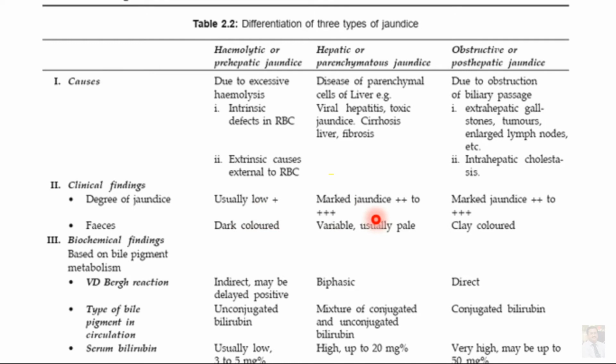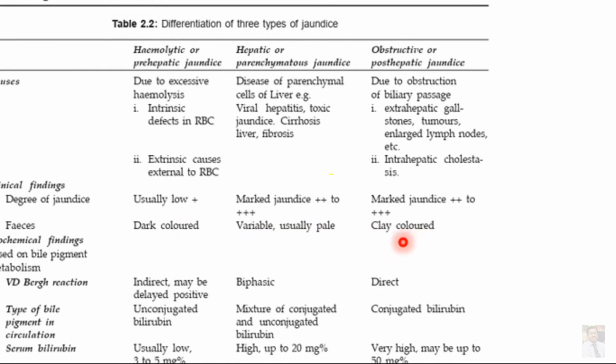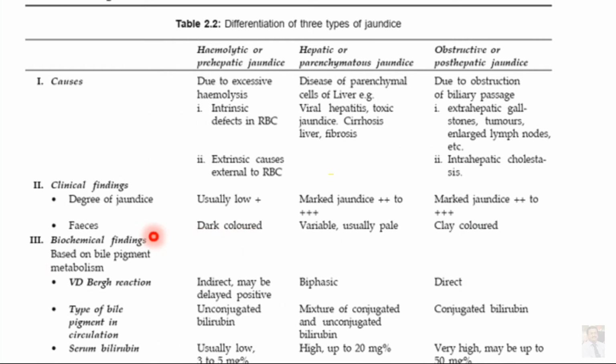and variable, usually pale, in hepatic jaundice, and clay colored for the obstructive one. Why is it clay colored? Because of the obstruction, which increases the conjugated bilirubin levels. That is why it is clay colored.